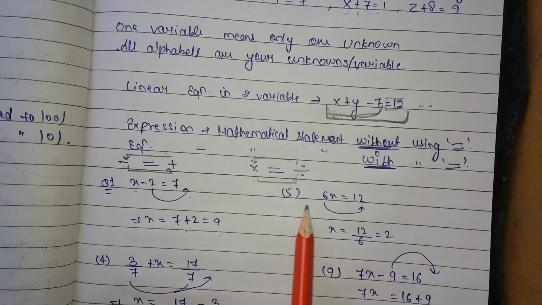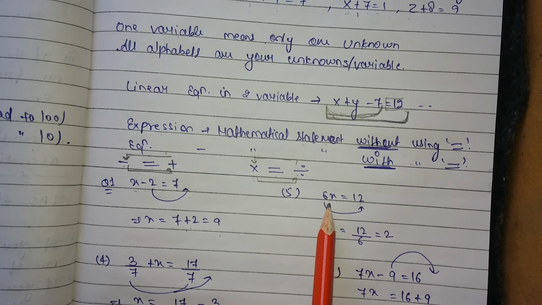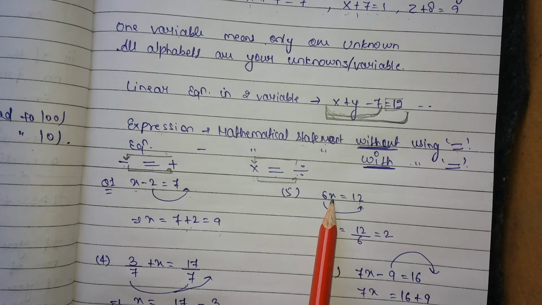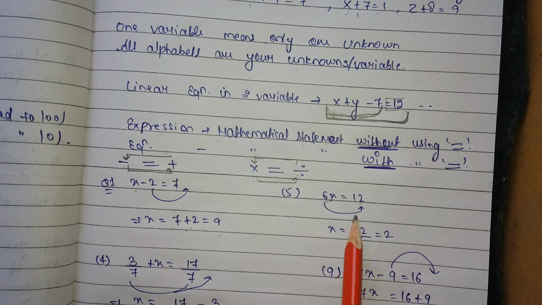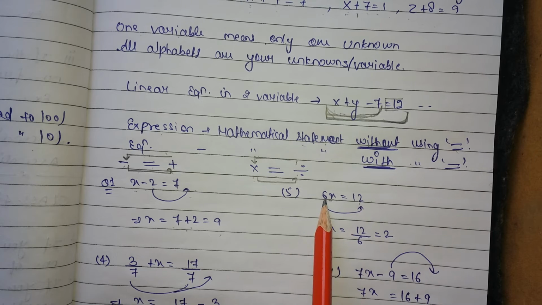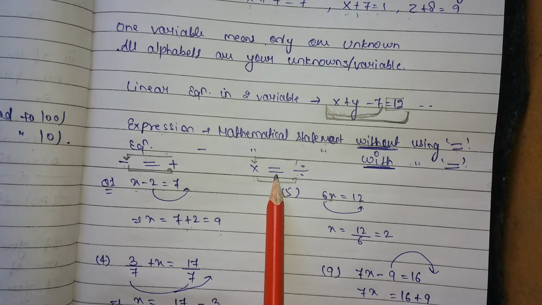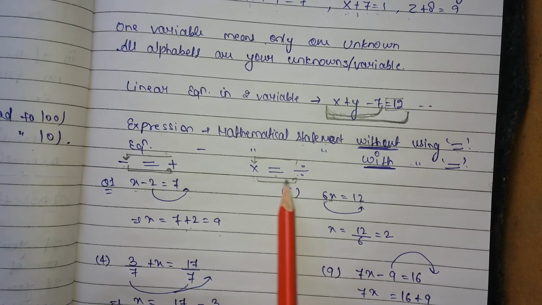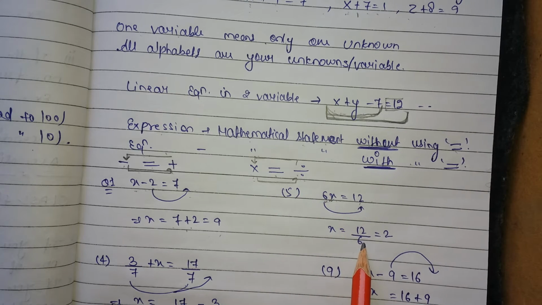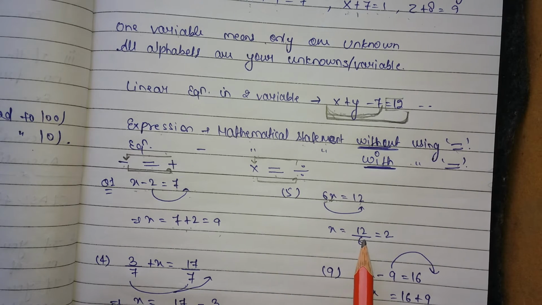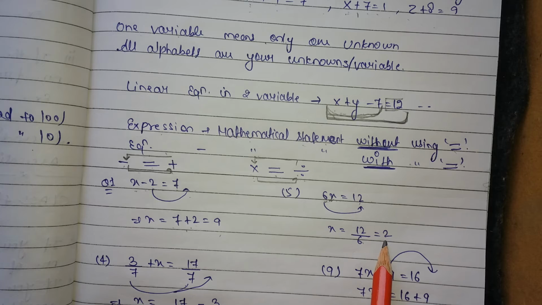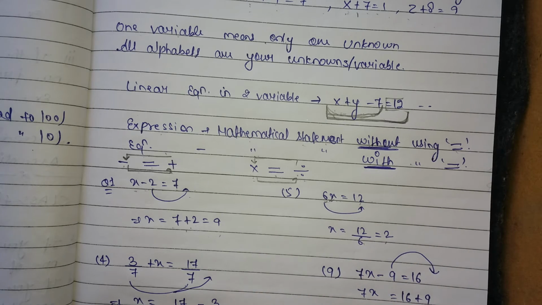Coming to the fifth part, here 6x is equal to 12. You have to find out the value of x. It means you have to make it isolated. Therefore this 6 will come to this side. Now it is in multiplication. When you cross this equals to sign, it will be in division. So 6 will come in division here. 12 divided by 6 is 2. So x is equal to 2, the value of your unknown.